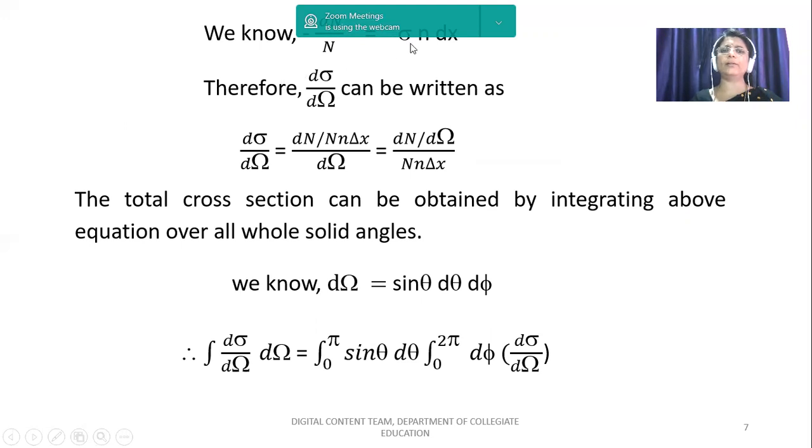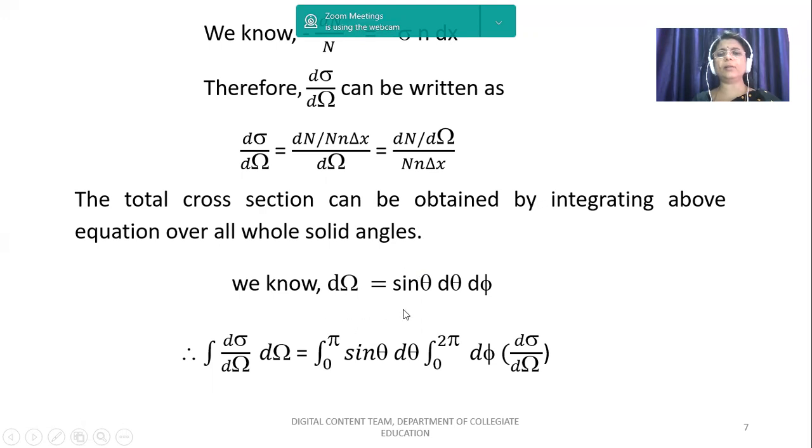So you can rewrite the expression for sigma, and you can substitute for d sigma by d omega as dn by n into n delta x. And here dx is replaced by just delta x, that's it, and divided by d omega. Just rearranging the terms, you have dn by d omega divided by capital N into delta x. The total cross section can be obtained by integrating the above equation over the entire solid angle.